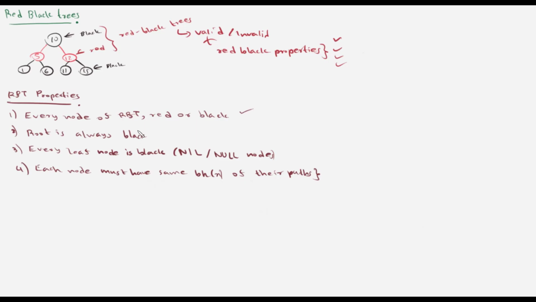And the root is always black. So as you can see, this is the root. So your root is always black. You can't have a red root. That is the basic idea. So every leaf is black. So this is very interesting.